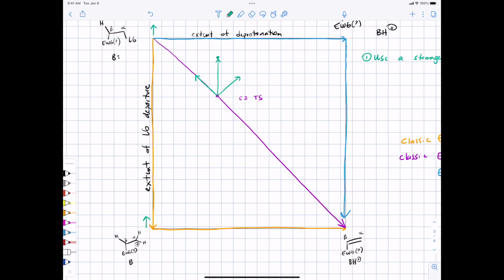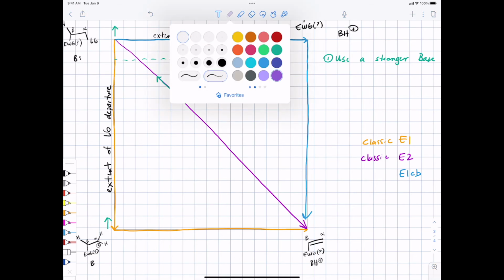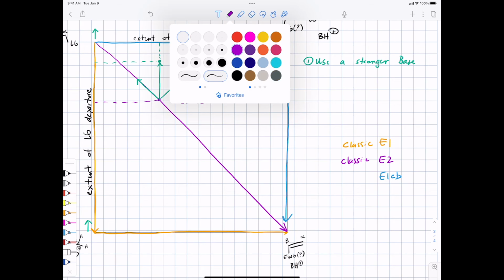And notice that if you think about where we were relative to where we started versus where we are now, we've got exactly the same extent of deprotonation in the transition state.